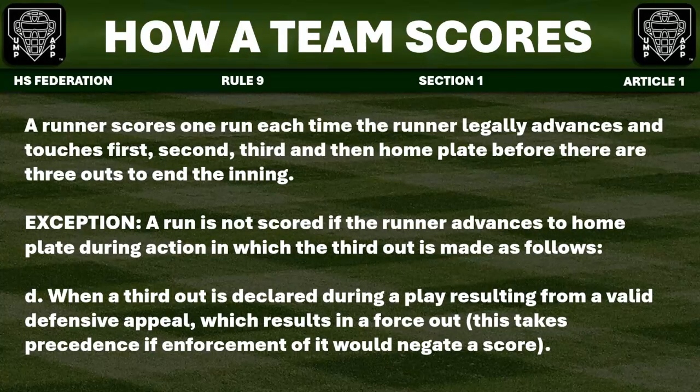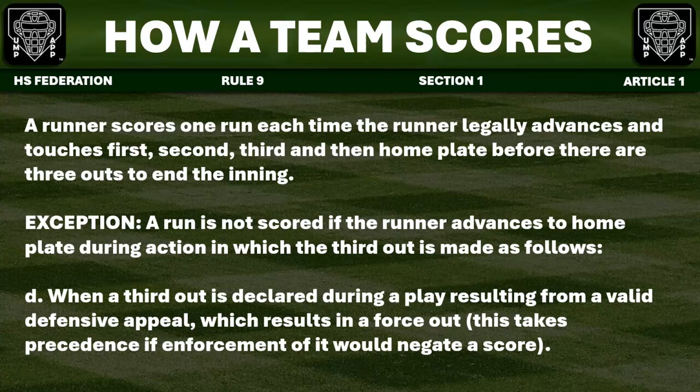Federation Rule 9, Section 1, Article 1. A runner scores 1 run each time the runner legally advances and touches 1st, 2nd, 3rd, and then home plate before there are 3 outs to end the inning.